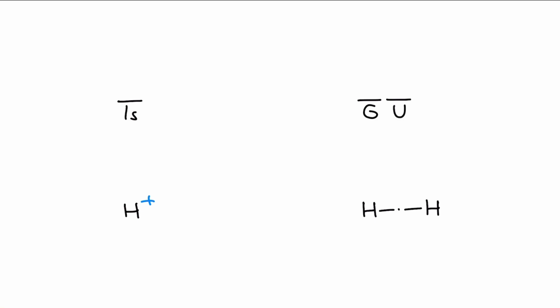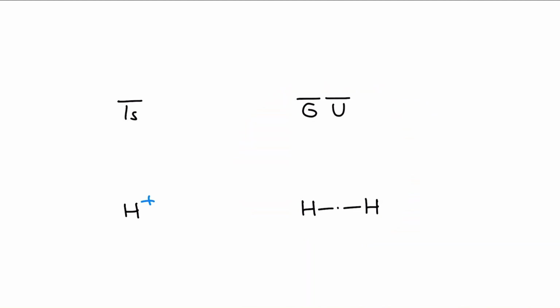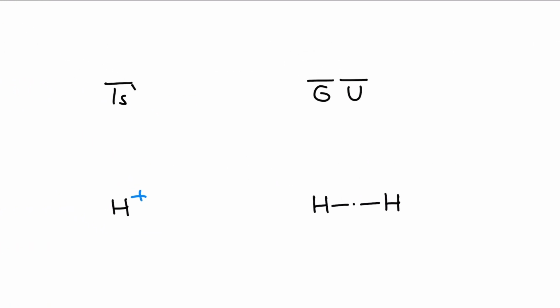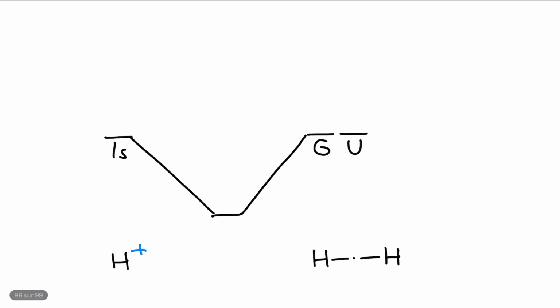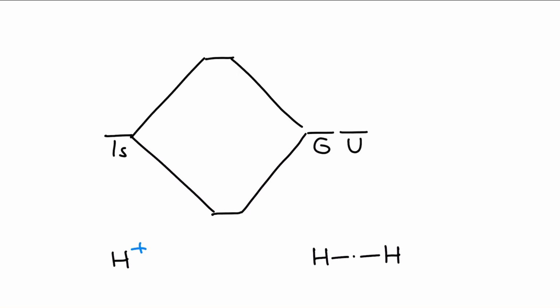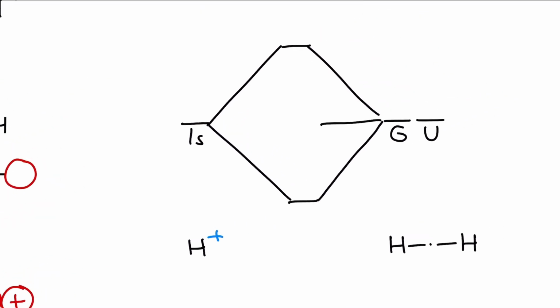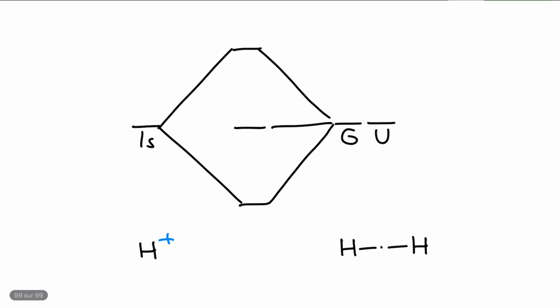Then let's fill in its electrons. Oh wait, let's draw the interactions first, then we fill in the electrons. And there's gonna be two interactions, right? As I said, there's gonna be a G and a G star. And there's gonna be one non-bonding, which is the U. One non-bonding. So this one will be non-bonding. Great.